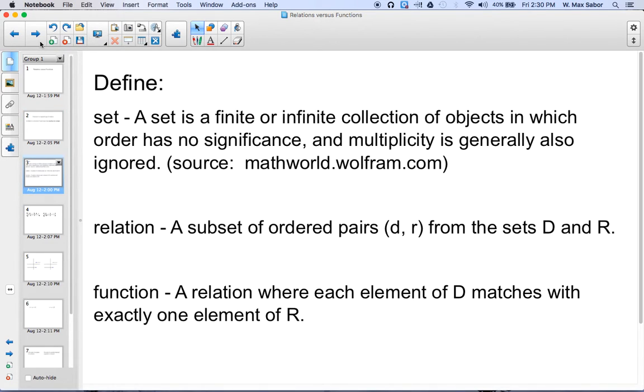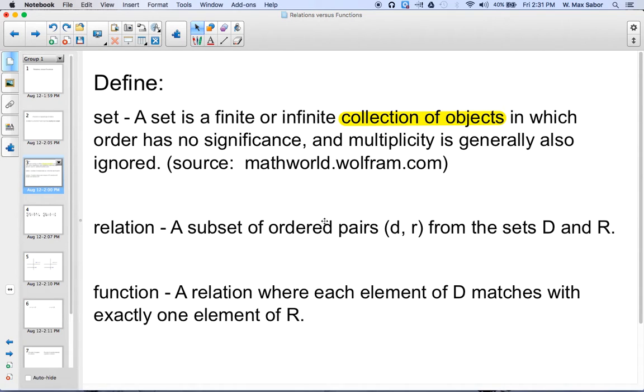Some technical definitions. A set is an infinite or finite collection of objects in which order has no significance and multiplicity is generally also ignored. The most important part of this is it's a collection of objects. When I say order has no significance, I'm saying I don't care if you say Charles then Frank versus Frank then Charles. And multiplicity would be saying if you list Charles twice, we don't care. We're just counting Charles once.